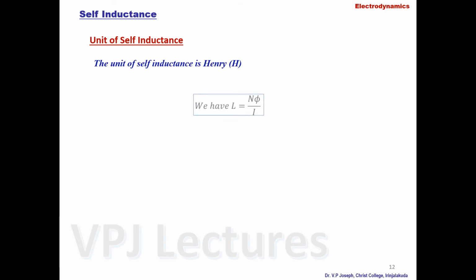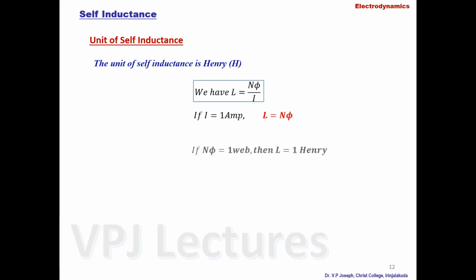Now the unit of self-inductance, we know that it is usually represented by Henry, or for small values we will consider millihenry or microhenry, etc. So we can derive or define this Henry based on these two equations again. The first equation we have is L is equal to phi by I.